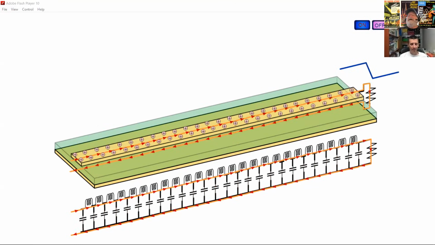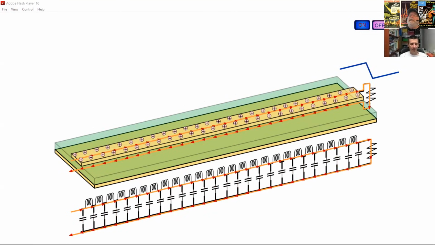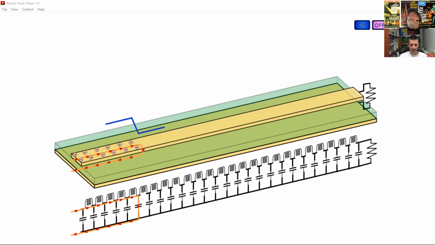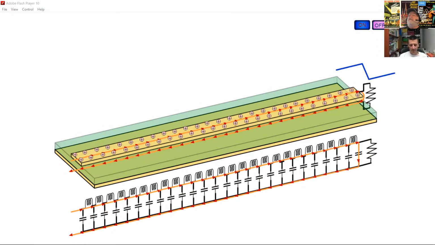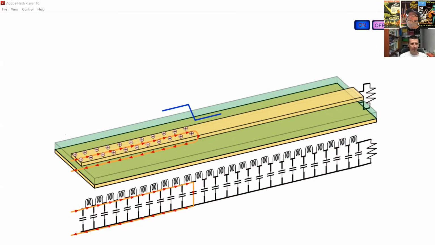So when we have a gap in the return, when we have a discontinuity of any sort, so that return current is not flowing in a nice wide plane, we call that kind of noise we get from one side to the other ground bounce. So here is, let's see if this works.